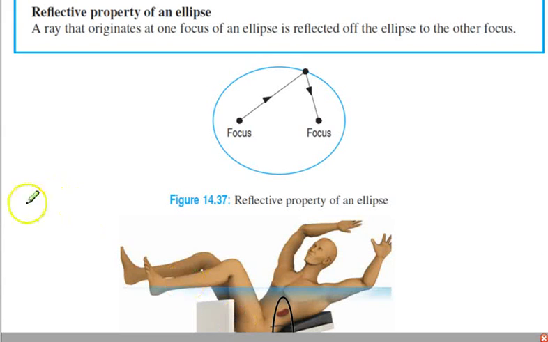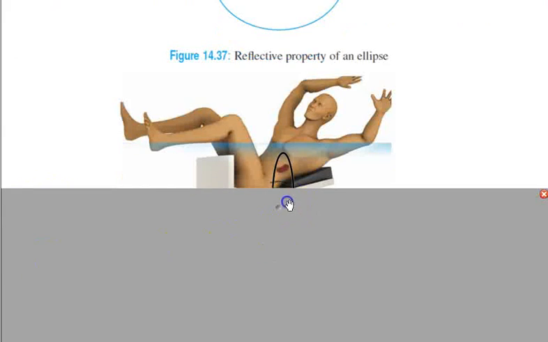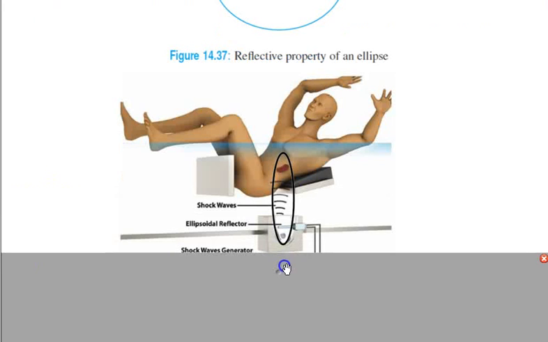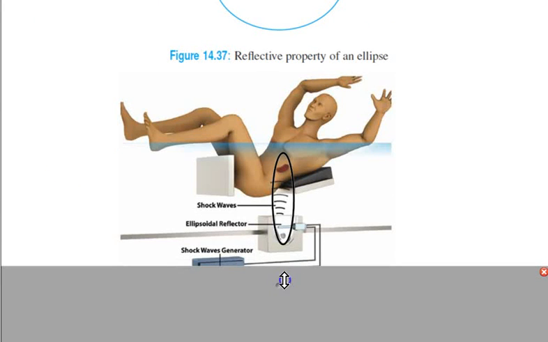An application of this is called lithotripsy, where they basically try to break up a kidney stone. They place someone in a tank, and they have at one end the shock generator that sends off shock waves to the other focus point, which in this case is the location of the kidney stones. And so all these rays are going to be bouncing off here and focus centrally at that kidney to break up the kidney stones. So that's an application, since you always ask, when are we going to use this in real life? Well, they use it in medicine.